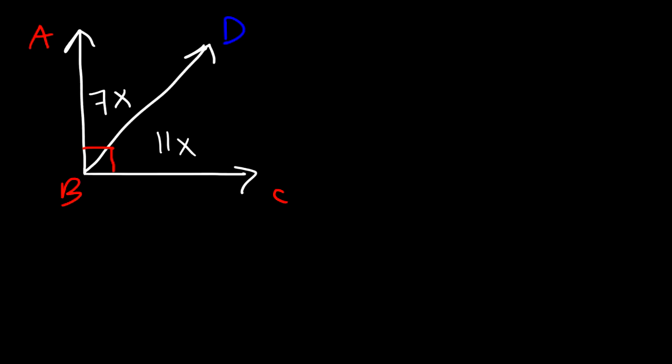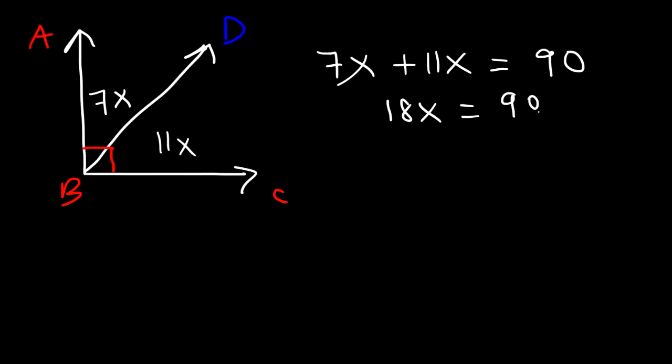Angle ABD, which is represented by 7x, plus angle DBC, which is represented by 11x, have to add up to 90. So we can say that 7x plus 11x is 90. Now let's find the value of x. 7 plus 11 is 18, and 90 divided by 18 is 5. So x is equal to 5.